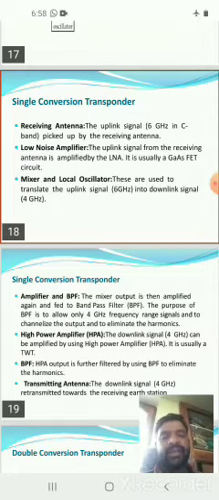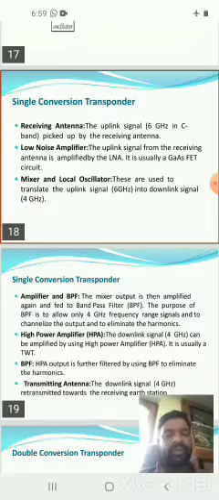Mixer and local oscillator are used to translate the uplink signals of 6 GHz into 4 GHz, a down conversion. So the mixer and local oscillator are used to down convert the uplink frequency into the downlink frequency.